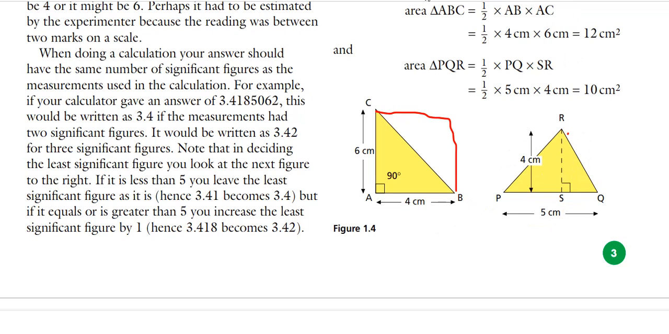So now the answer here would be a half. Why am I even writing it down? It's right here. A half times base, which is 5, times the height, which is 4 centimeters. The answer would be 10 centimeters, because 5 times 4 is 20. 20 divided by 2 is 10. There we go. Simple as that.